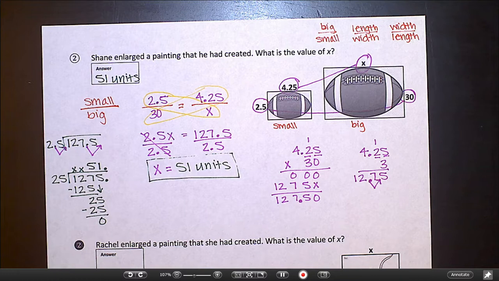So if you would please pause the video and go on to the shaded number 2. You're going to complete this question on your own and then bring it to your teacher for a stamp. Make sure that you have shown all of your work. Make sure that you're very careful with your multiplication and your division. And then once you have your stamp, then you can unpause the video and go on to number 3.